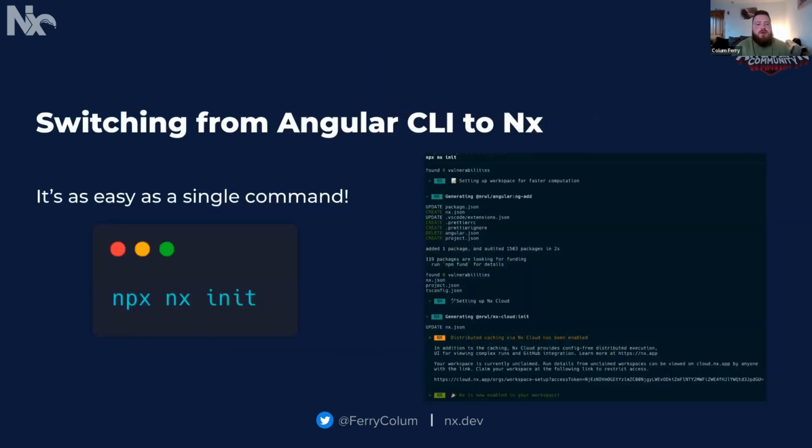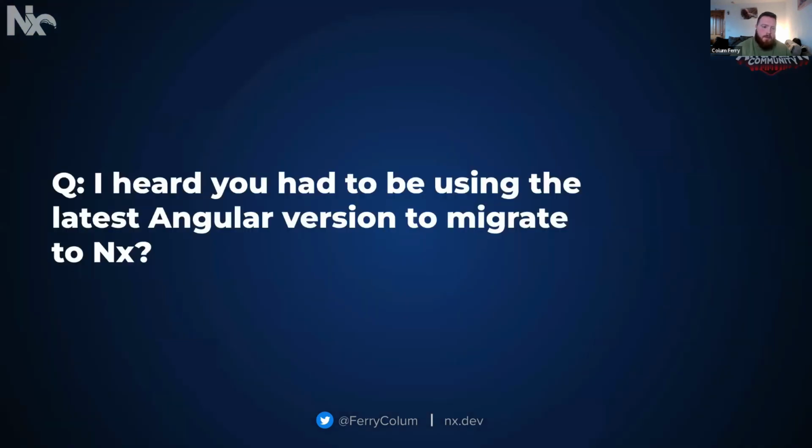So if you wanted to get access to all these NX benefits, but you're still in an Angular CLI workspace, how can you do it? Well, it really is as easy as a single command, as most things that we offer are. Just run npx nx init, and it will install the packages that are needed. It will create any additional files or modify any files that are needed. And if you say yes to nxCloud, it'll also set up nxCloud for you so you can get the distributed caching. I've screenshotted the output of it there, and it's just a matter of running npx nx init.